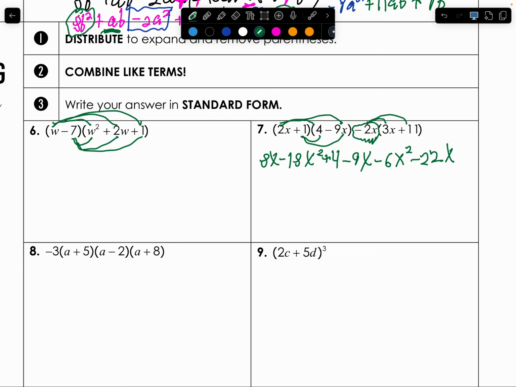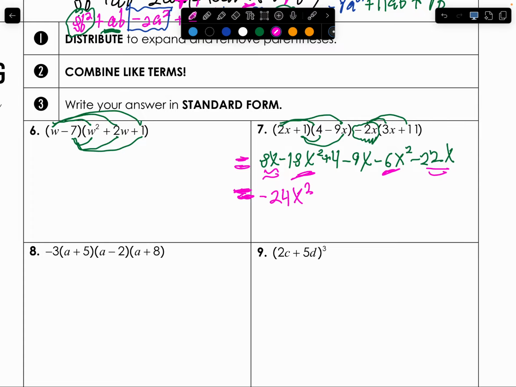Now let's see if we can put things together. So the highest power looks like x squared. There's 18 of them, or negative 18, and minus 6. That's minus 24, minus 24x squared. Don't forget the equal signs, guys. Put them in later if we forget. That's the x squared. How about the x's to the 1 power?